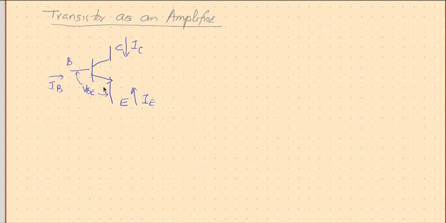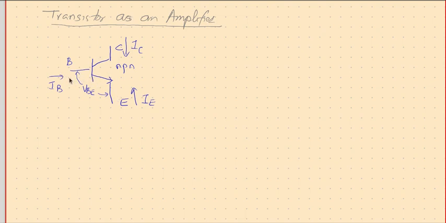This is the symbol used for representing a transistor. An outward arrow here represents that it is an NPN transistor, and if the arrow is inward, then it will be a PNP transistor. This end is called the base. This one is the collector. The one with the arrow is called the emitter.